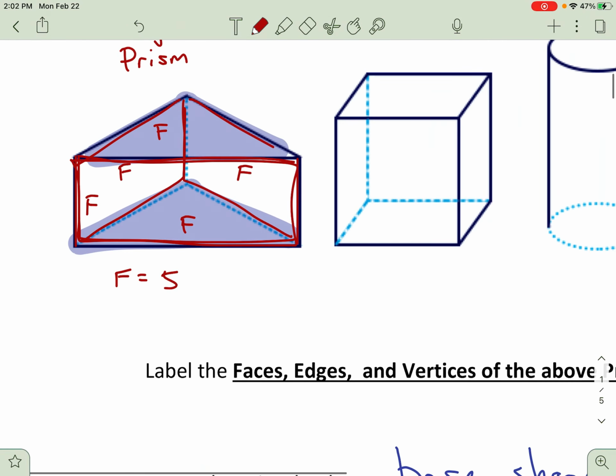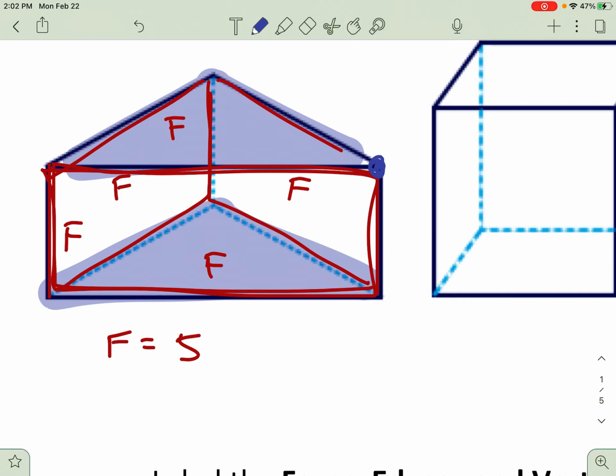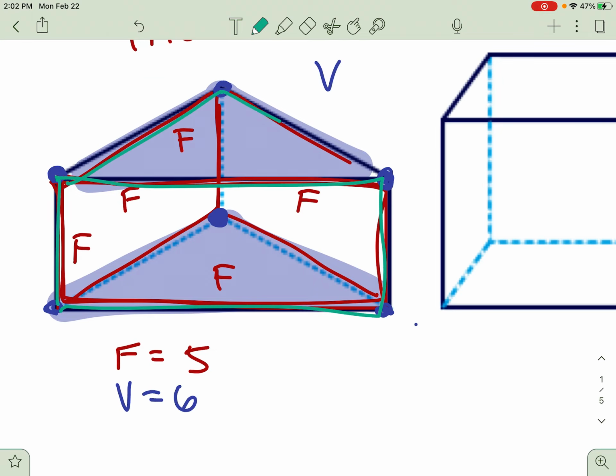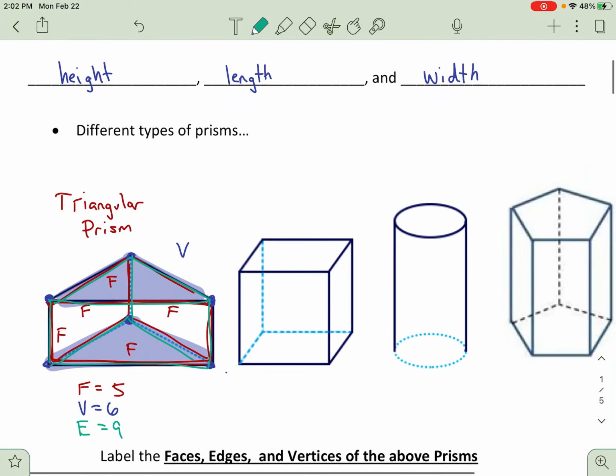Okay. And then vertices, a vertex is at the corner. Just like a V, it comes to a point, right? So vertices are all your different points. There would be 6 in this case. And the number of edges, well, edges is on the outside. So there's 4, 5, 6, 7, 8, and 9. So there are 9 edges.